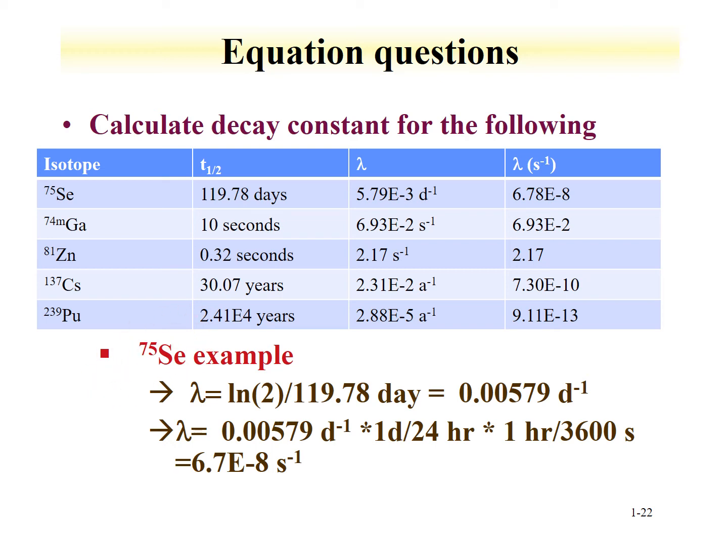So as an example, for selenium-75, the half-life is 119.78 days. Log 2 divided by 119.78 days is equal to 5.79 times 10 to the minus 3 inverse days. But if I want that in seconds, I convert the days to hours, hours to seconds, and then I get the decay constant in seconds.